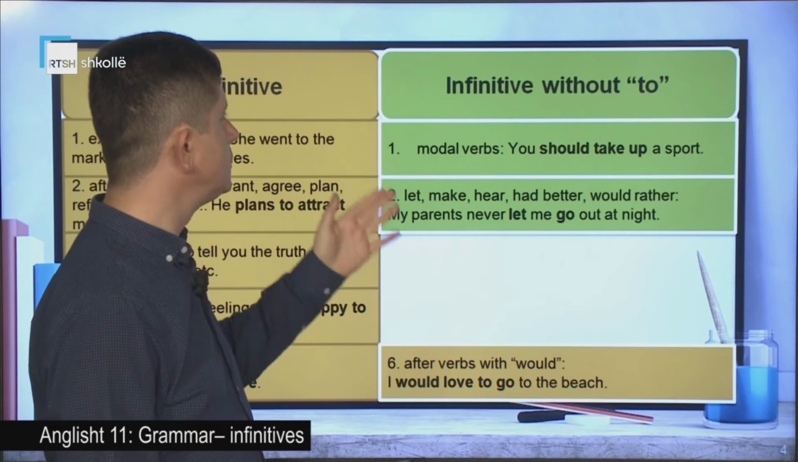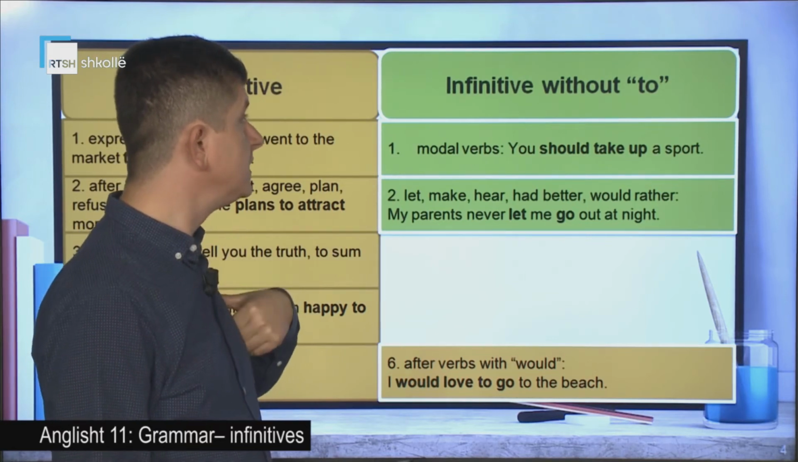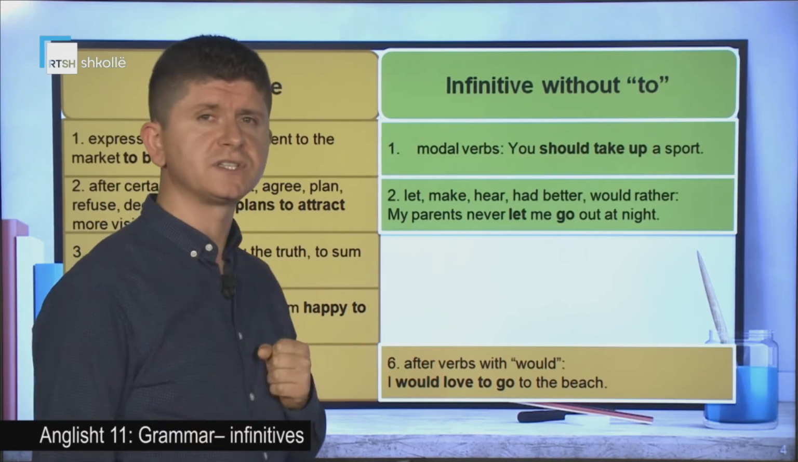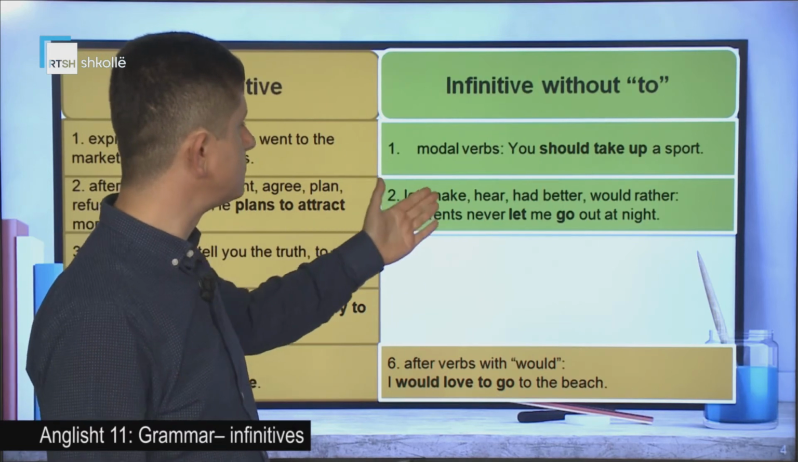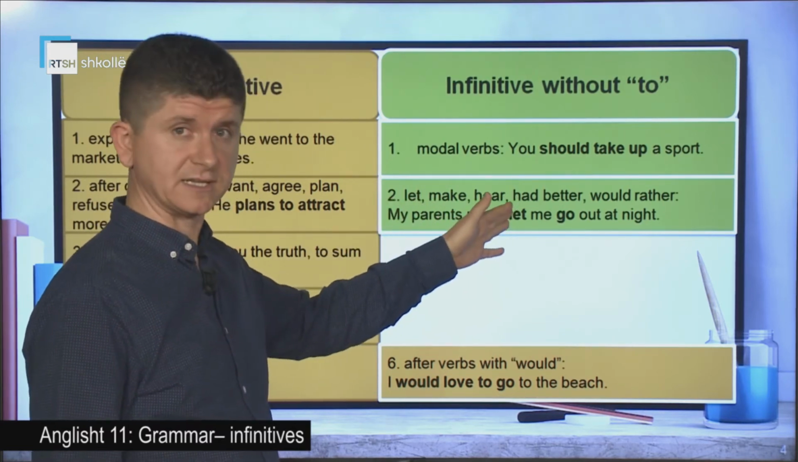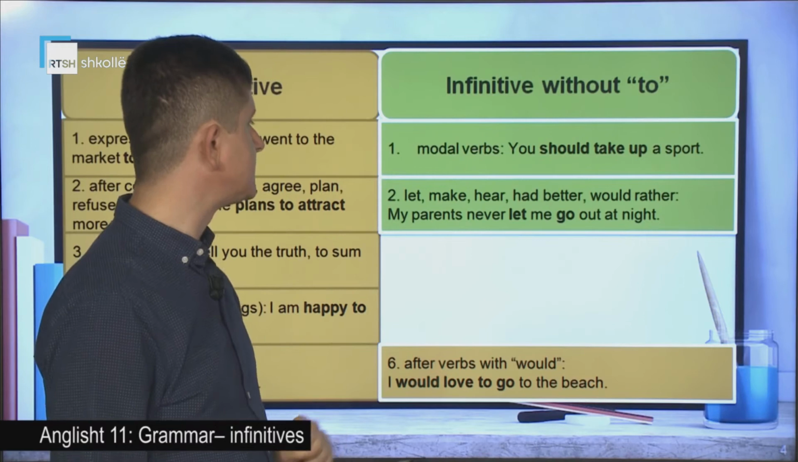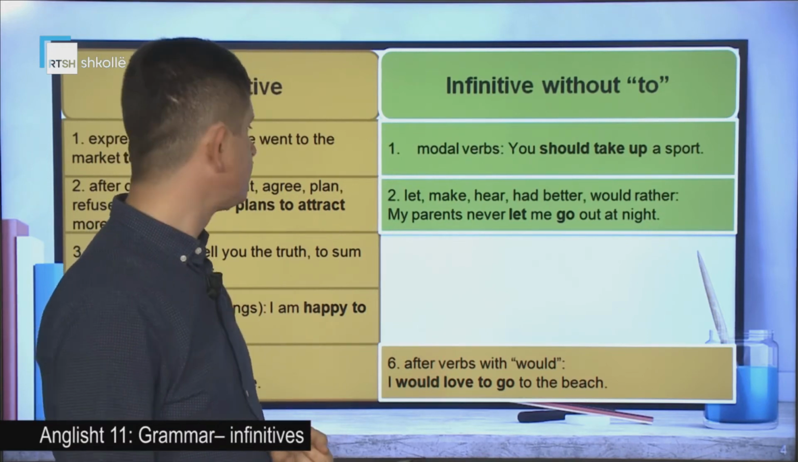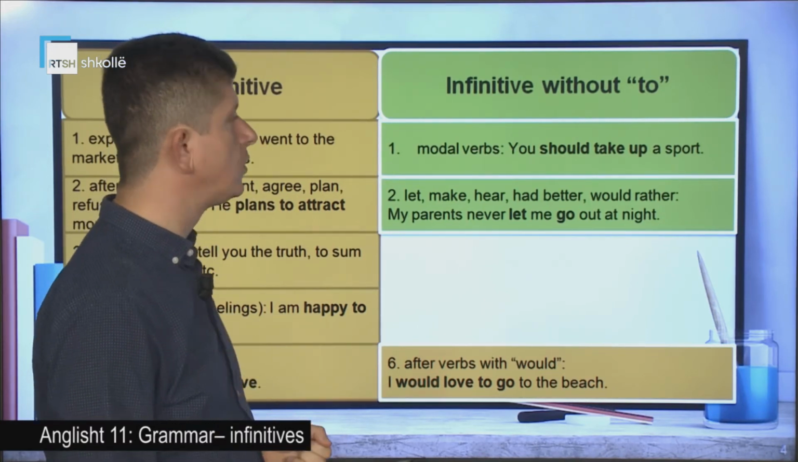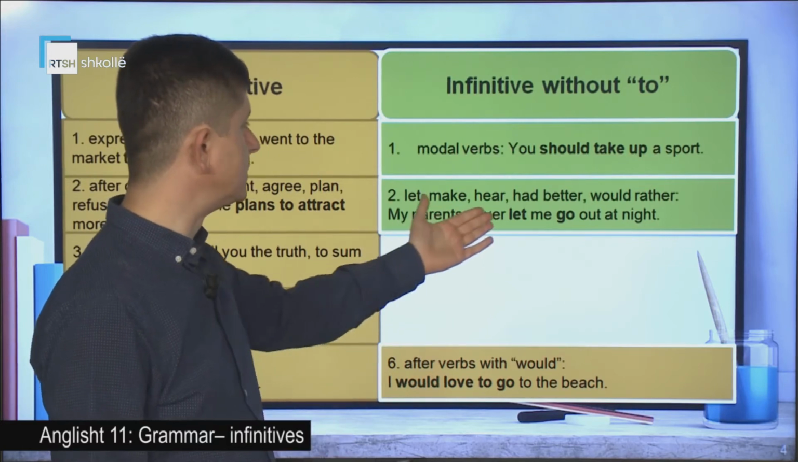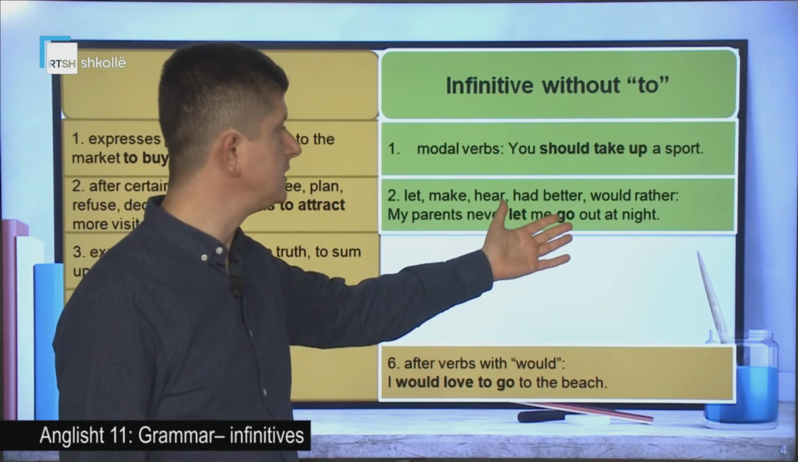And secondly, we use the bare infinitive or infinitive without to after certain verbs such as let, make, hear, had better as a phrase, would rather, etc. For example, my parents never let me go out at night. So the verb is let and the bare infinitive is go.